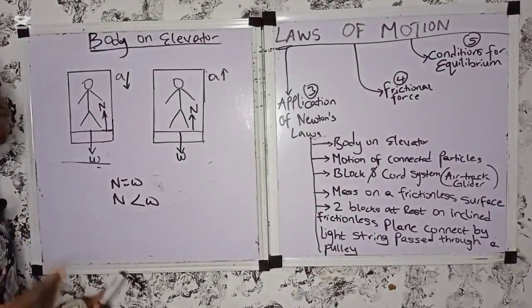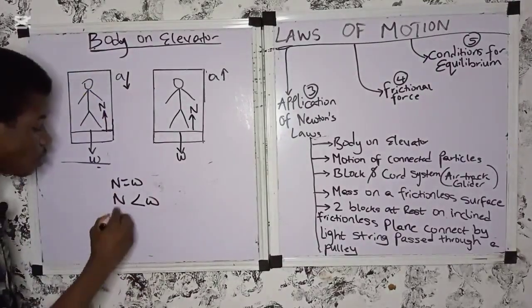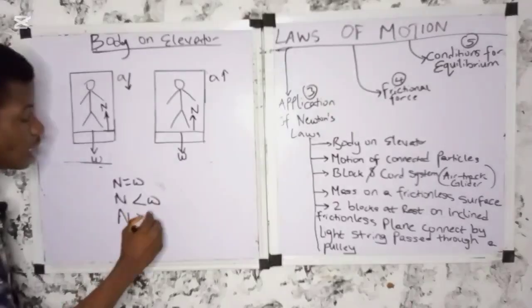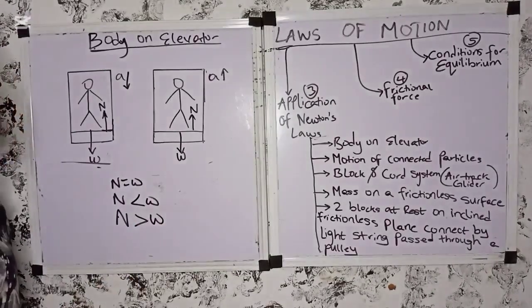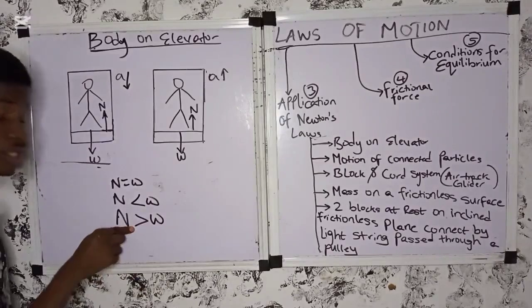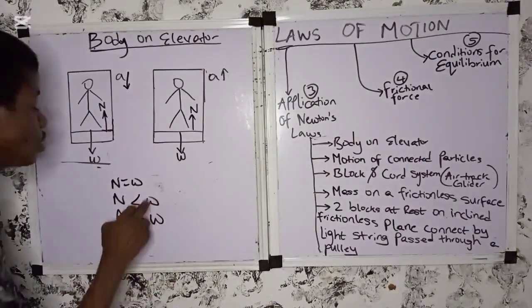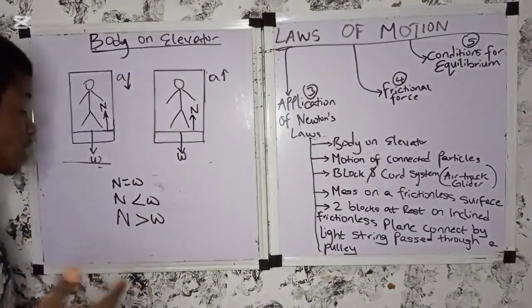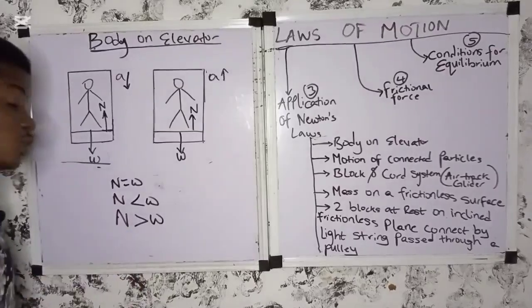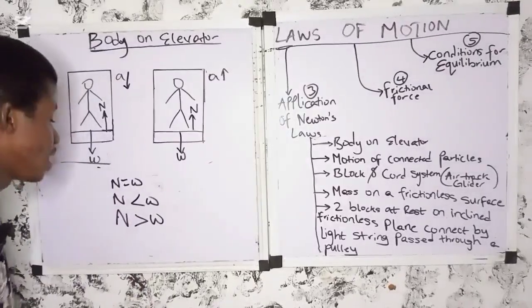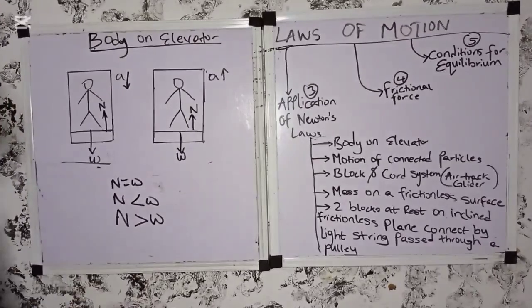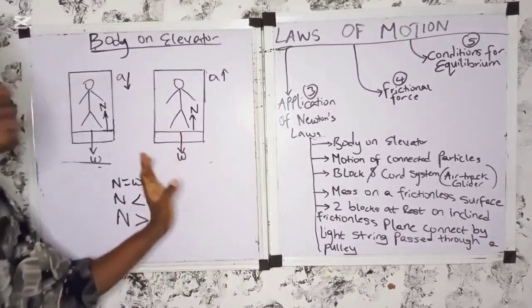Now, when the elevator is moving upward, the scale will read a weight greater than its true weight. During this scenario, you become heavy. When moving downward, you feel weightless, you become light. So these are the things you need to know about a body on an elevator.